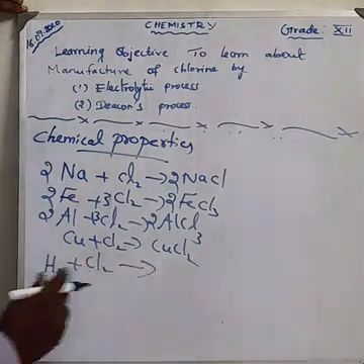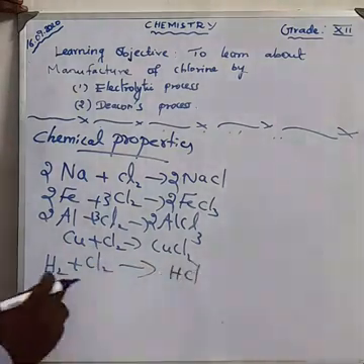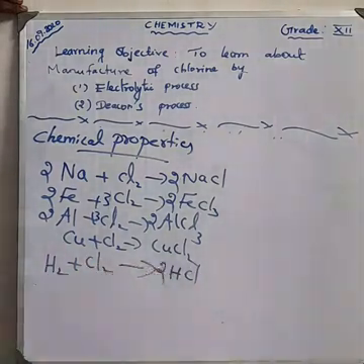One of the important questions. Hydrogen combines with chlorine to form HCl. How much hydrogen is there? 2 hydrogen. Here we have the delta H value.